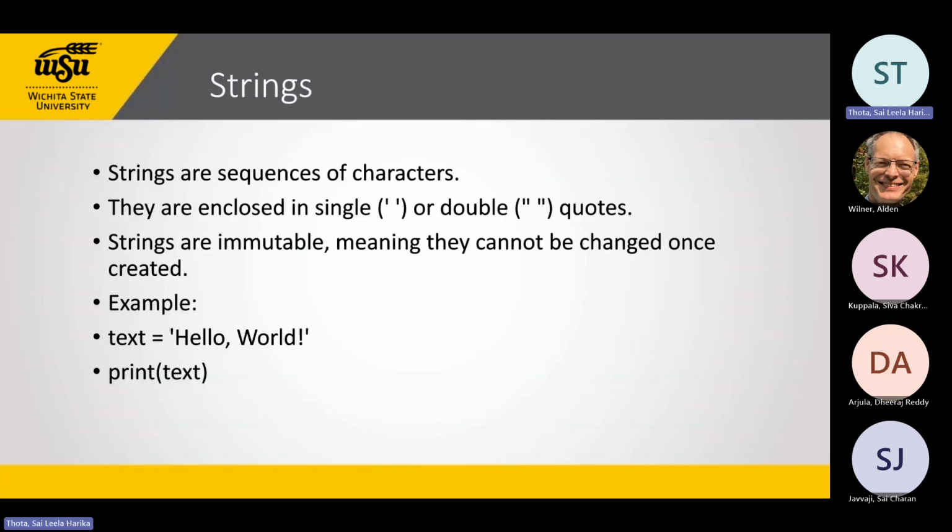So strings, we all know the strings. Strings are basically just the names. If you see your name, it will come under the data type string. They are immutable, meaning once you declare a string, it can't be changed. And it's just an example of how the string is represented.